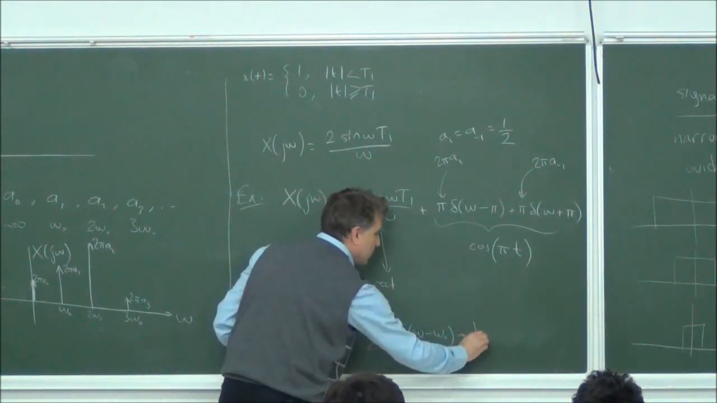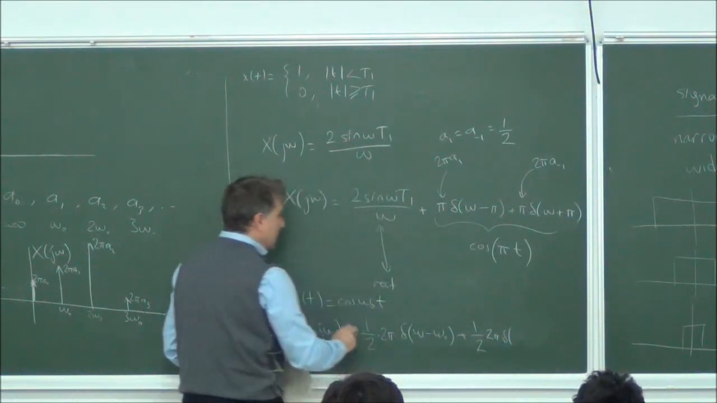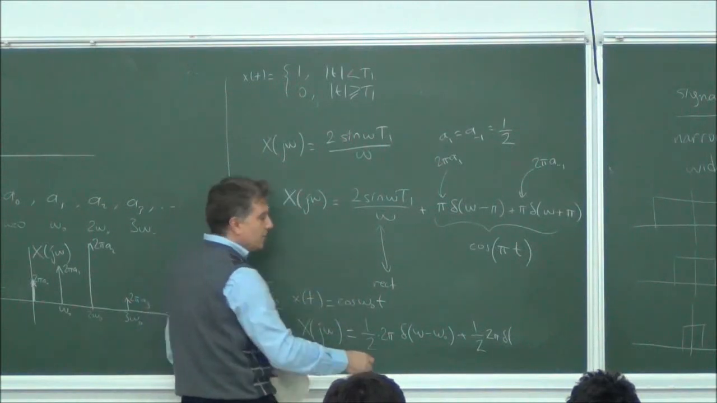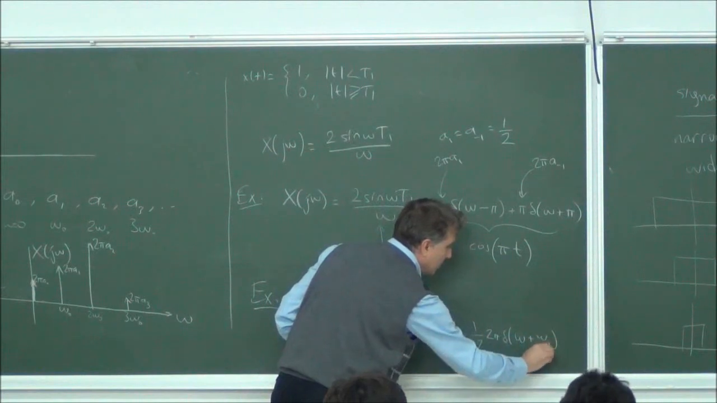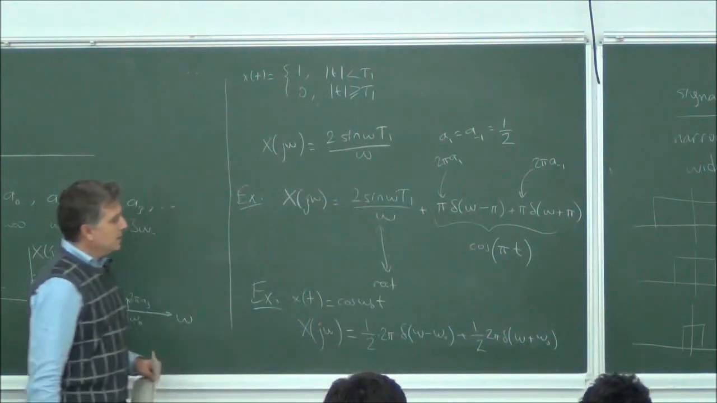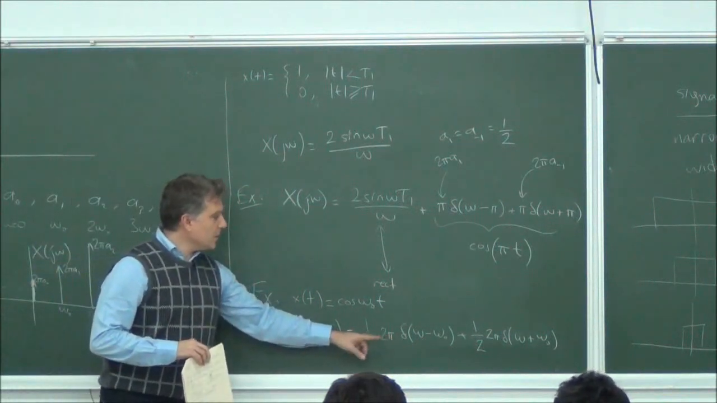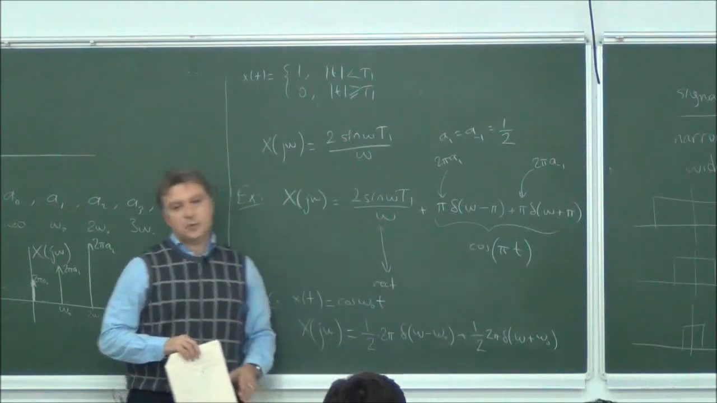Plus A minus 1, which is 1 over 2 again, times 2 pi times delta. The other harmonic is at minus omega 0. So it's an impulse at minus omega 0. Like this. So this is quite simply the Fourier transform expression, which is pi delta omega minus omega 0 plus pi delta omega plus omega 0.